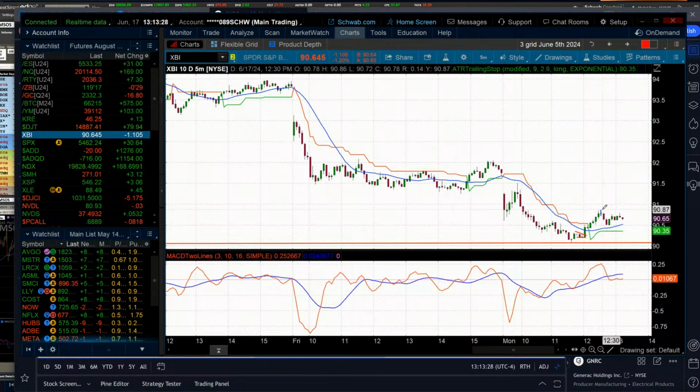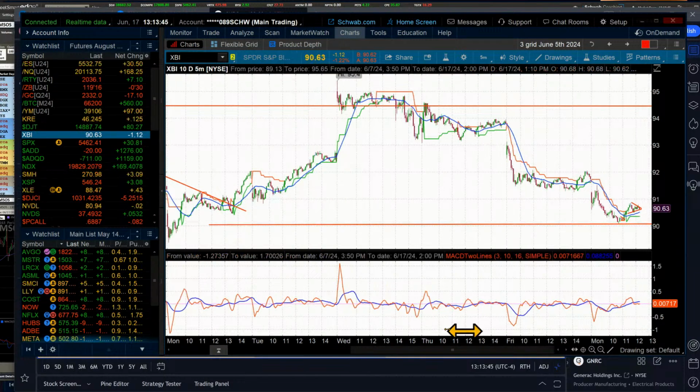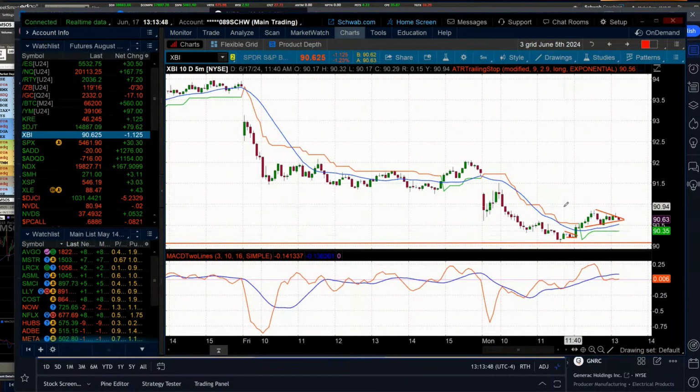Where do you get real comfortable? You get real comfortable if it gets over that. And then the profit target could go and fill the gap. So just keep in mind that we're looking at support, followed by a reversal pattern, followed by a bull flag.